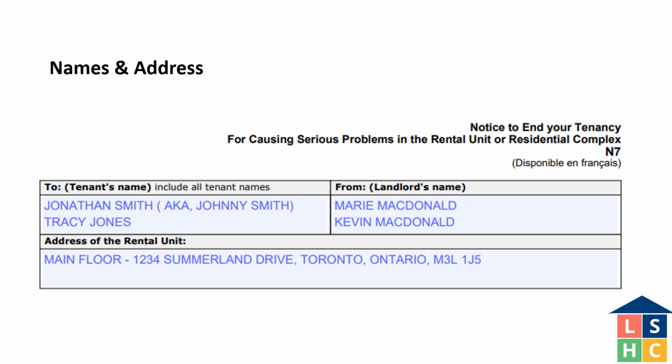If you have a joint tenancy, which is 2 or more tenants together on one agreement, make sure to include all their names. The same applies with landlords. Include full names of all landlords for a rental unit. It is very important for the address of the rental unit to include the full address and specify exactly where the tenant is living, such as the main floor, basement, or unit number if there is one.